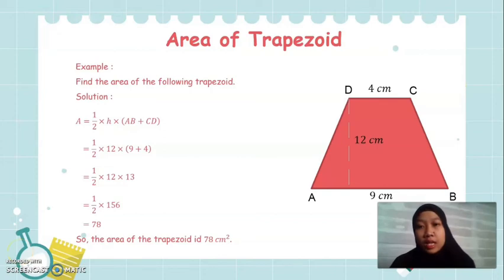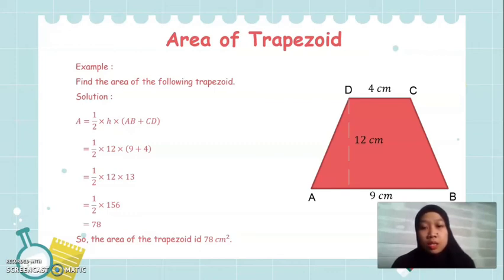Example, find the area of the following trapezoid. Look at the picture. From the picture, we know that the length of side AB is 9 cm and the length of side CD is 4 cm and the height of the trapezoid is 12 cm. To find the area of the trapezoid, use the formula A equals a half times t times in bracket AB plus CD. We substitute t with 12, AB with 9, CD with 4.